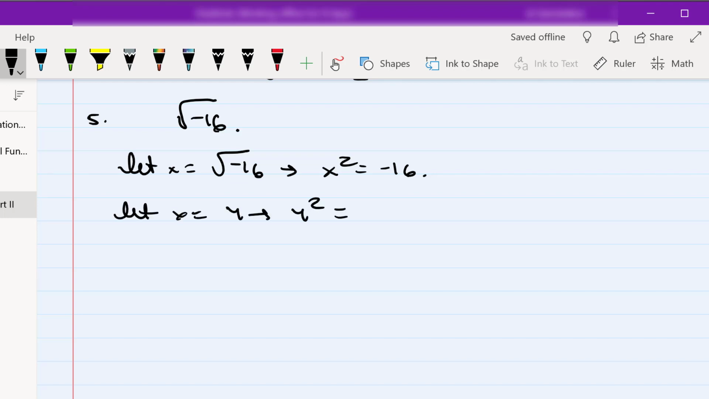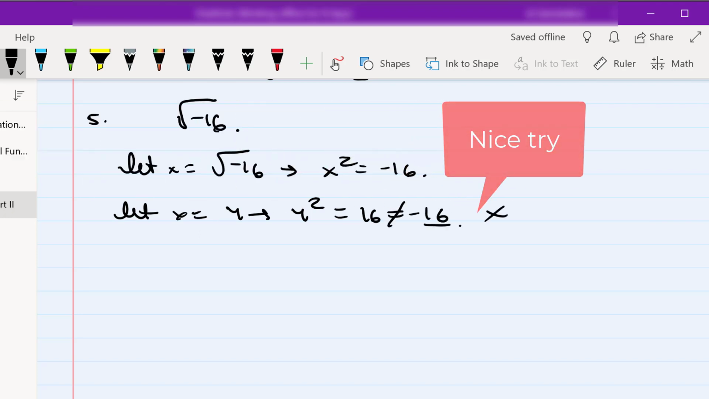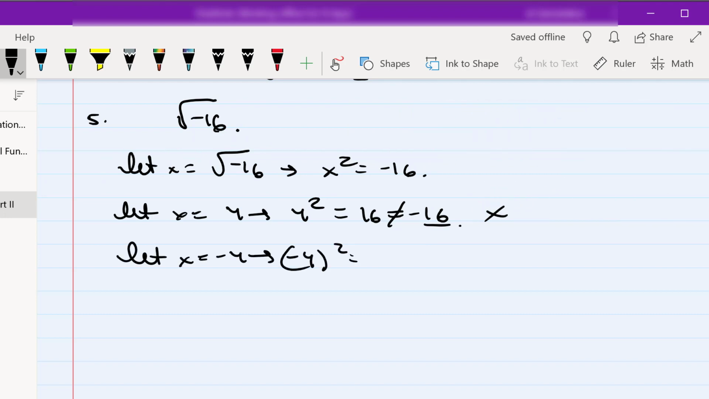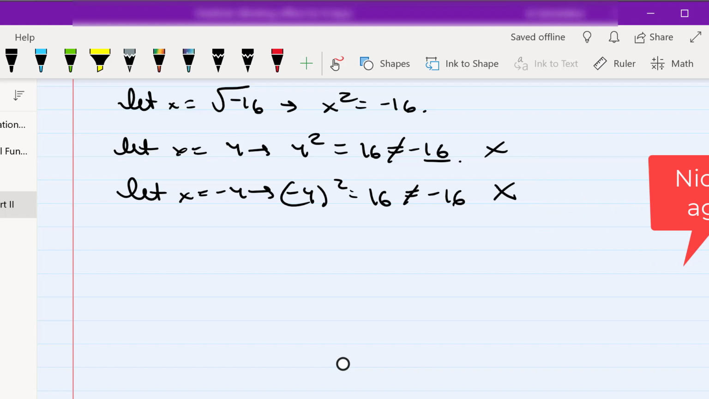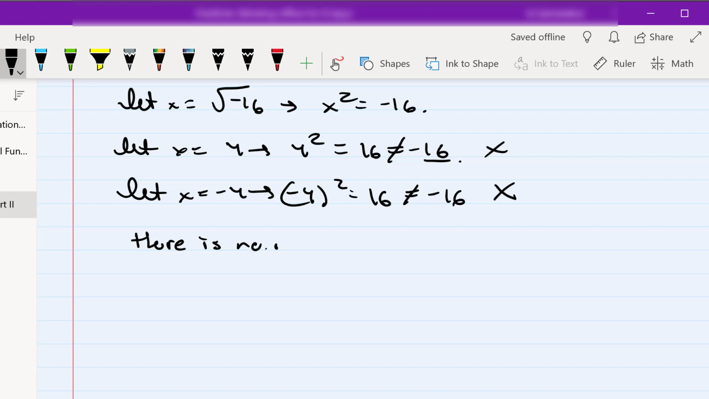Well, 4 squared is 16, which is not minus 16. Well, that doesn't work. How about let x equal minus 4? Well, minus 4 squared equals 16 also, which is not minus 16. Well, that doesn't work also. So there seems to be no solution for this, and that is true. There is no real x that satisfies x equals square root of minus 16.